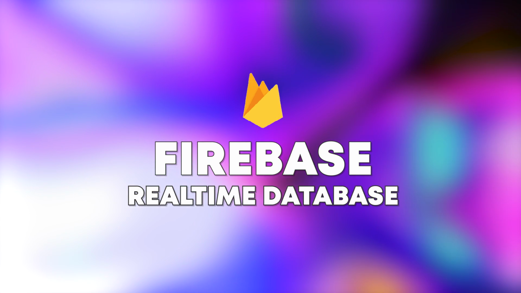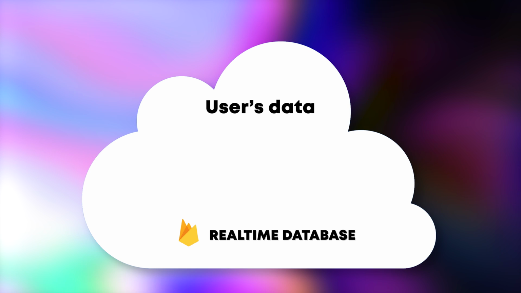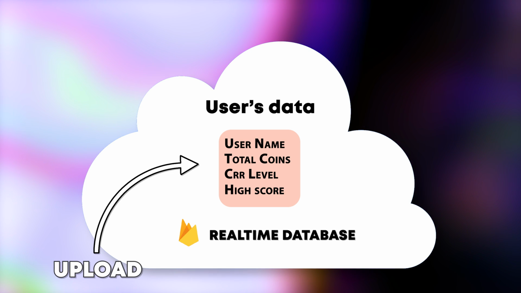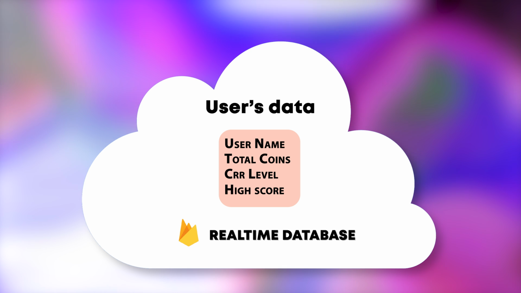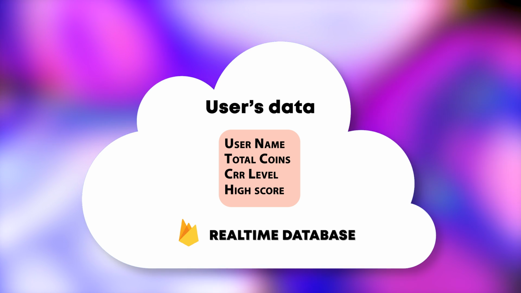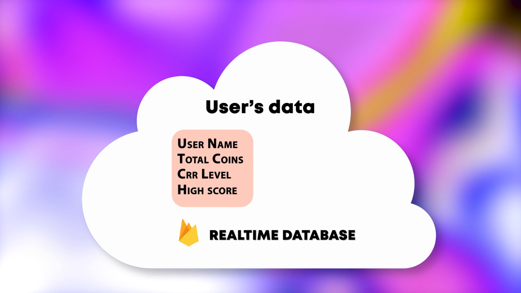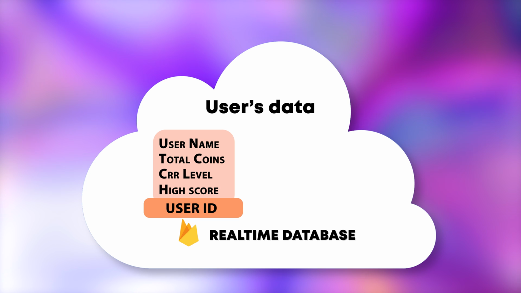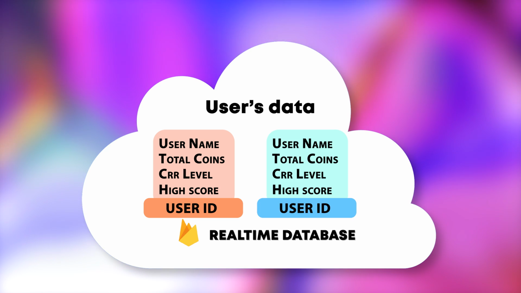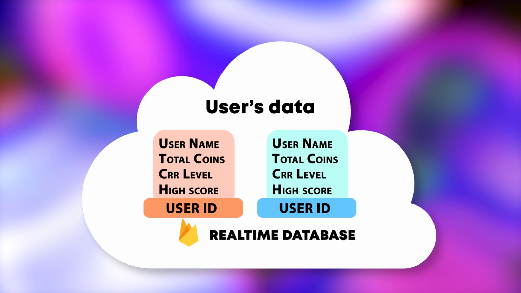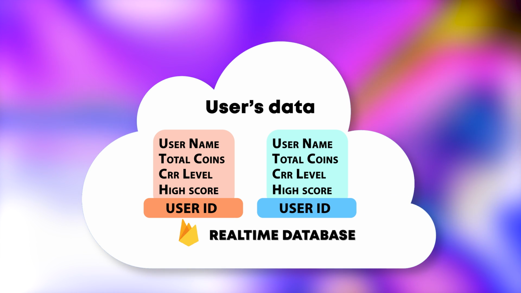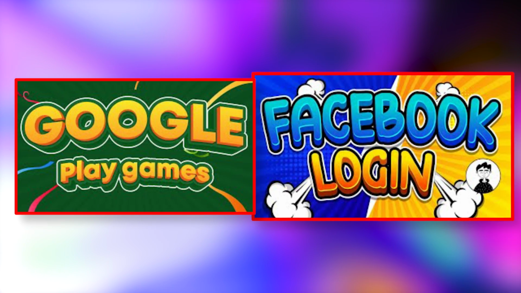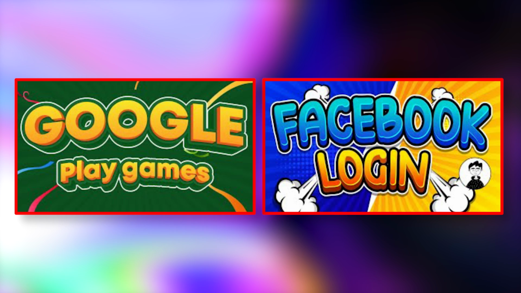By using Firebase Realtime Database, we can store all the users' data on the Firebase server and we can fetch the data whenever needed. Now we have to first use authentication in order to use the Firebase Realtime Database, because by using authentication, we will get a unique user ID for all the players. And by using that user ID, Firebase can differentiate that this data belongs to this player and not the other one. Now for the authentication, you can watch my previous video. The link is in the description.